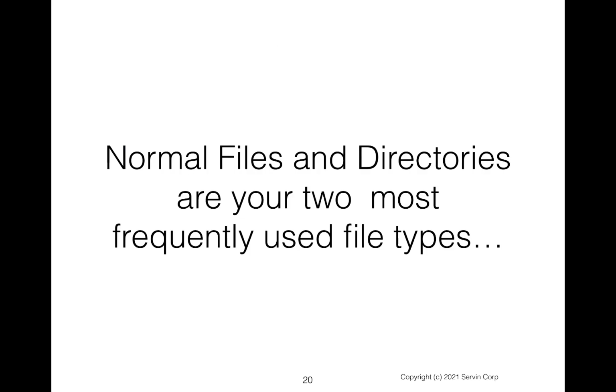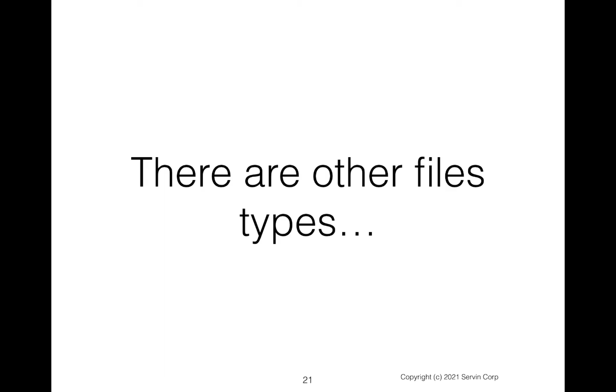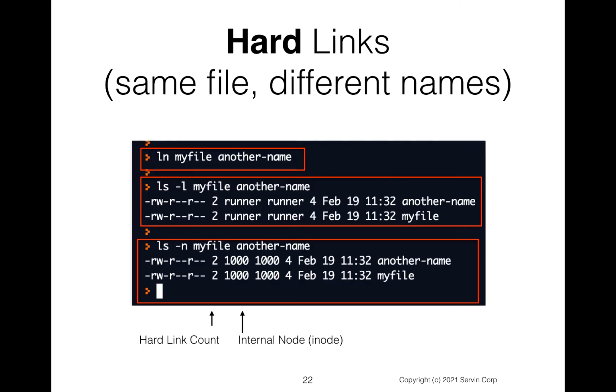Now, normal files and directories are your two most frequently used file types, and we could actually just move on and not worry about the others, but for completeness, I want to show that there are other types of files. First, there's something called a hard link. A hard link is basically the same as another file, but it has a different name. In fact, notice when I do the ln command, which stands for link, I link the existing file, in this case myfile, to, in this case I call it another name. So this is creating what's called a hard link.